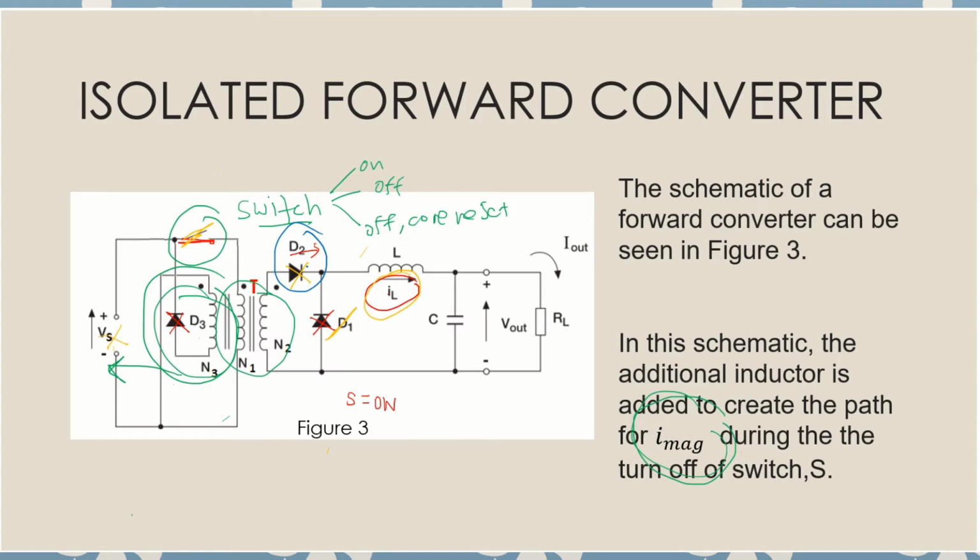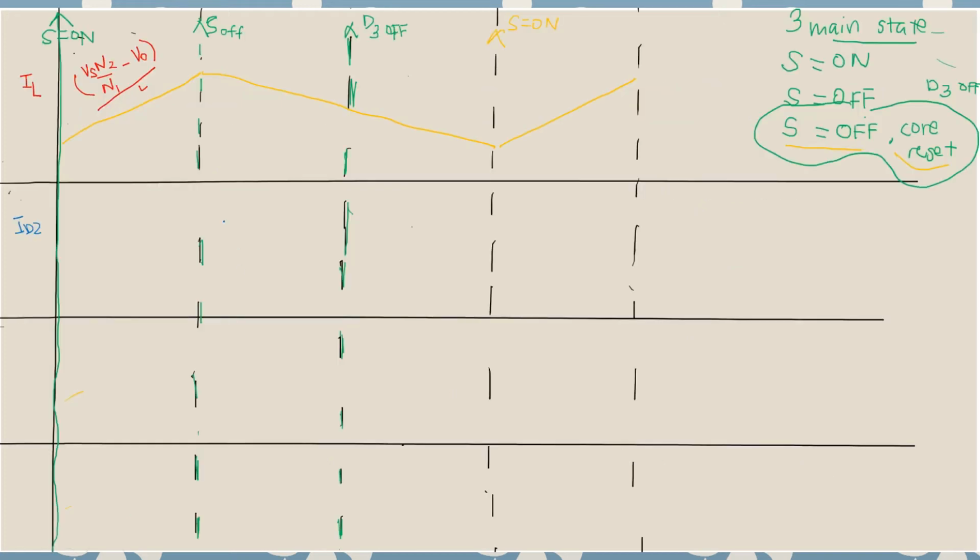And when the switch is on, ID2 equals IL. Okay? So that means when the switch is on, it follows the gradient of the IL. But then you realize that when the S is off, ID2 is 0, right?